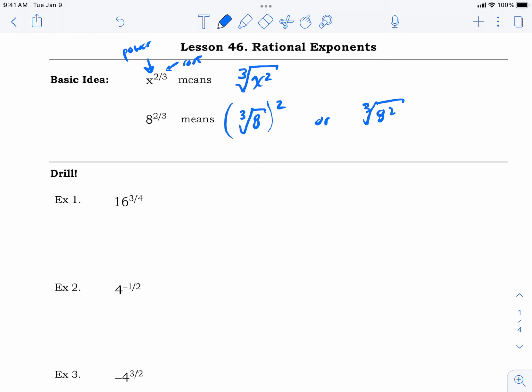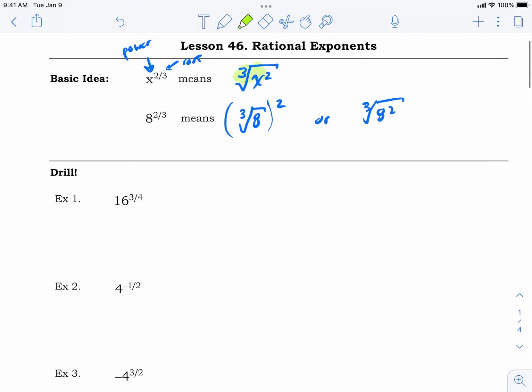Now when I'm playing with variables, this is the point I'm trying to make, I usually leave the exponent inside. It just looks neater, I think. And when I'm playing with numbers, I often put the cube root and then I'll square outside. And why would I want to do it that way? Because look, the cube root of 8 is just a 2. And so I've got a 2 squared, and that's easy for me to figure out.